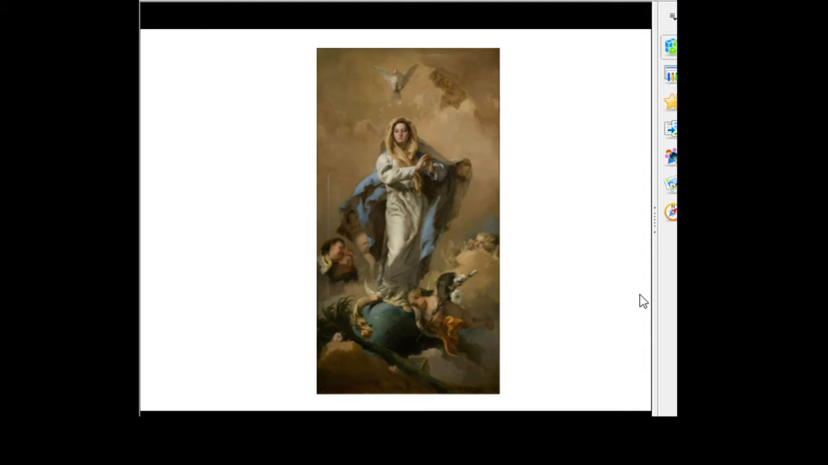Another picture of essentially the same thing. We have the snake wrapped around the world being crushed by the heel of the Virgin Mary, who represents the divine feminine.